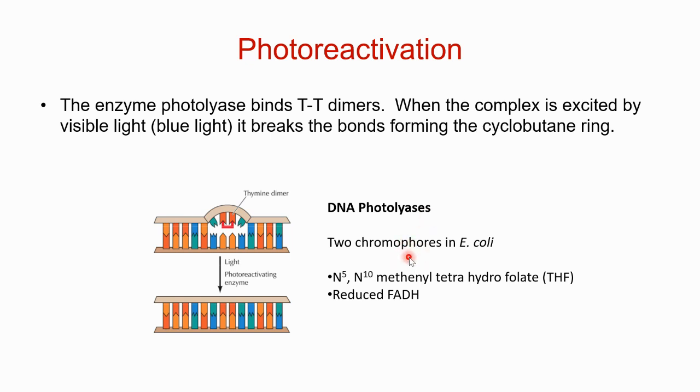Mostly they absorb the blue light region. And the energy of the blue light is transferred to this bond, to break the bond between the thymine and thymine and restore the original position. This is how the thymine dimer is removed from the DNA strand. So this mechanism is known as photoreactivation, and the enzyme involved is known as DNA photolyase. This enzyme has the light absorbing component known as chromophore. There are two chromophores, N5, N10 methyl THF and reduced FADH.